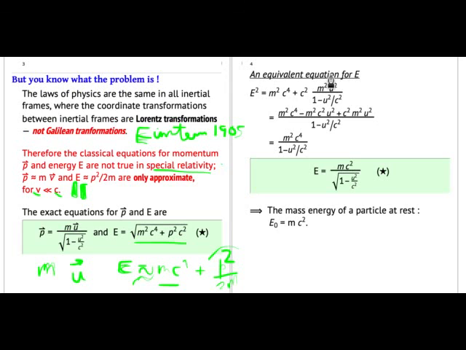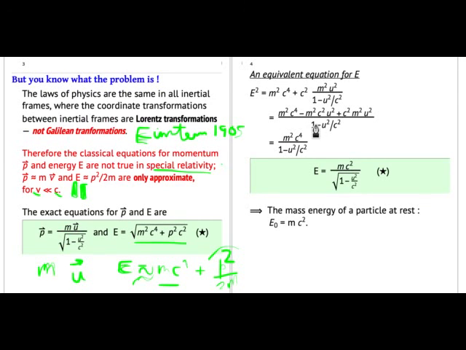There's an equivalent equation for E. Let's derive an equivalent way of writing E. Here I've written E in terms of the momentum, but I can also write the energy in terms of the velocity because I can express the momentum in terms of the velocity. So let's see how to write the energy of a particle in terms of its velocity. First of all, let's square both sides here. E squared is m squared c to the fourth plus c squared p squared. And now let's put in for p, mu over the square root of 1 minus u squared over c squared, squared. So that'll be m squared u squared over 1 minus u squared over c squared.